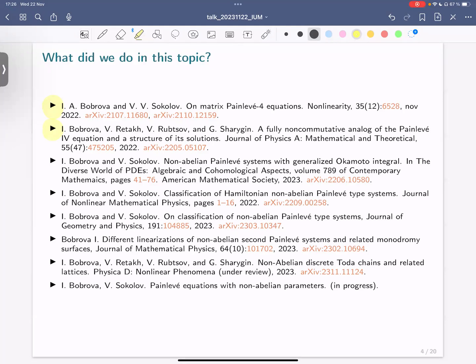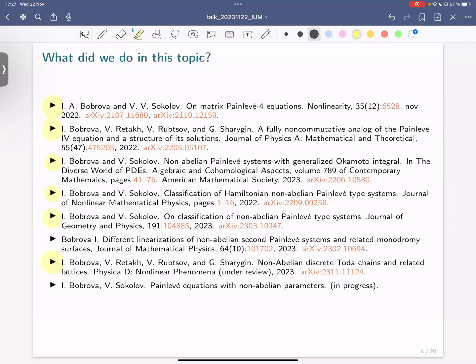In the series of papers with Vladimir Sokolov, we classified non-Abelian Painlevé equations with commutative parameters. Today we will focus on this paper, where we used the symmetry approach to classify such equations. I also will give some summary of the recent paper with Vladimir Retakh, Vladimir Rubtsov, and Georgy Sharygin about non-Abelian discrete Toda chains.